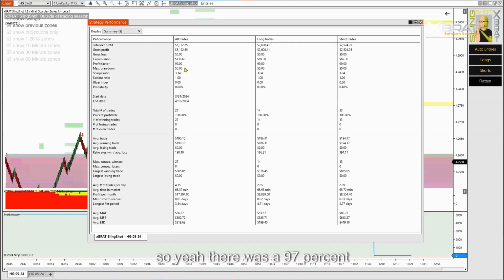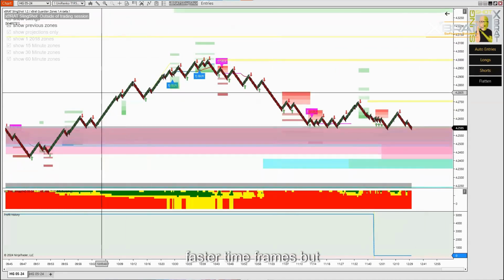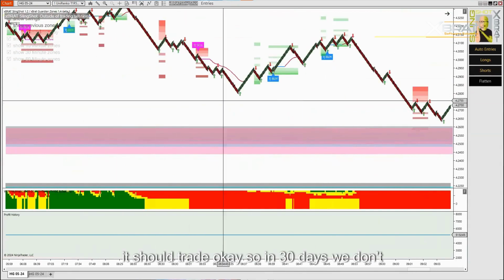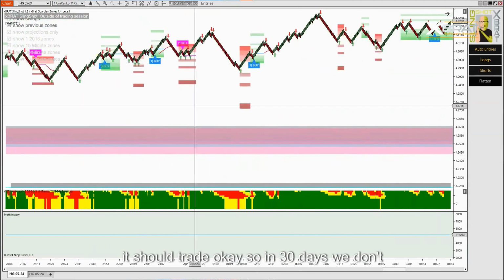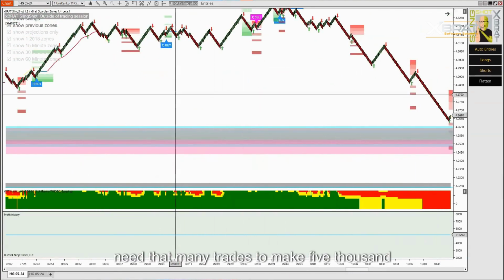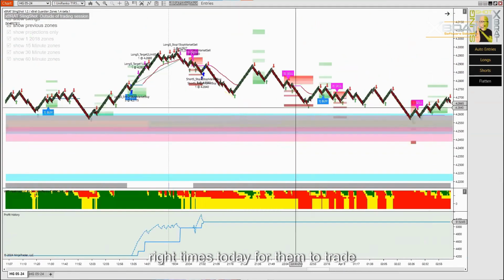So yeah, there was a 97% win rate as well. But what this does is allows you to trade those faster time frames, but optimize when it should trade. Okay. So in 30 days, we don't need that many trades to make $5,000. What we need to do is find the right times of the day for them to trade.